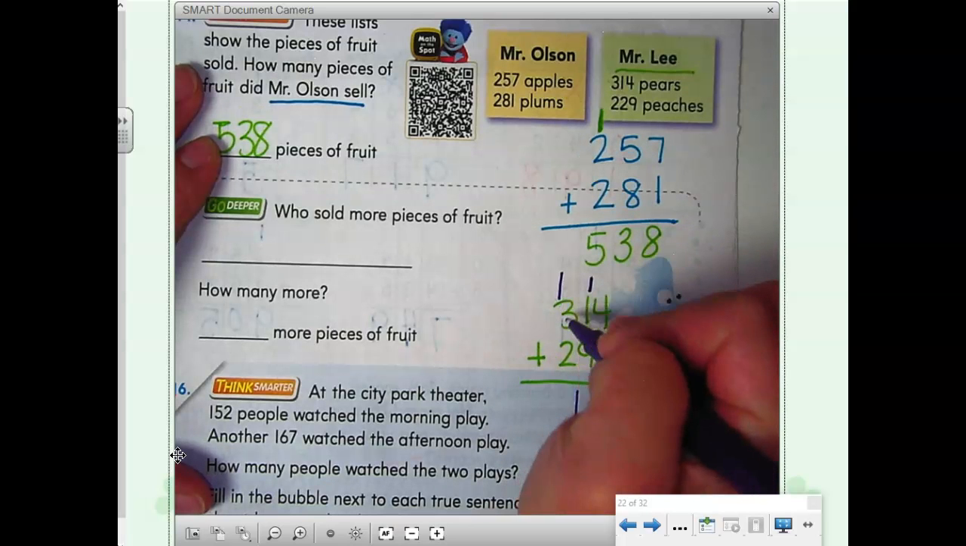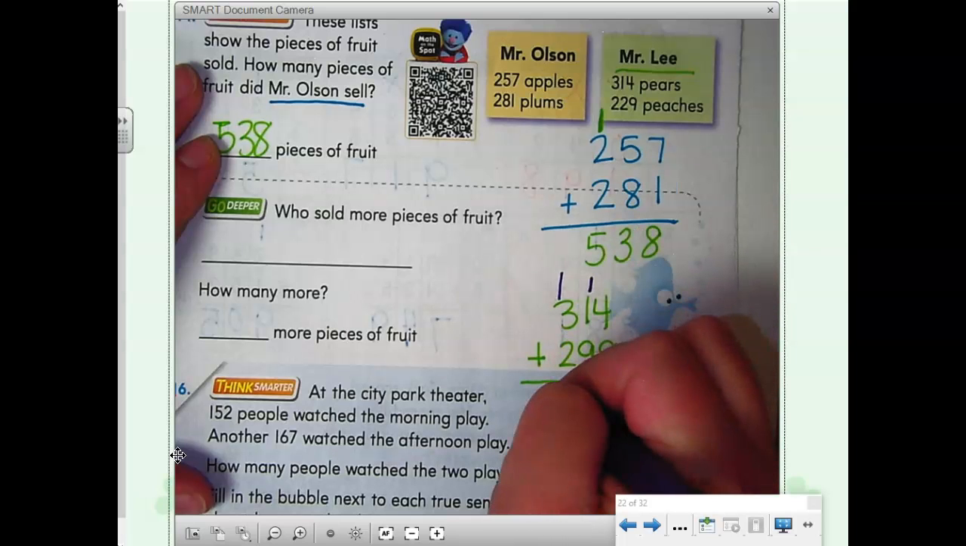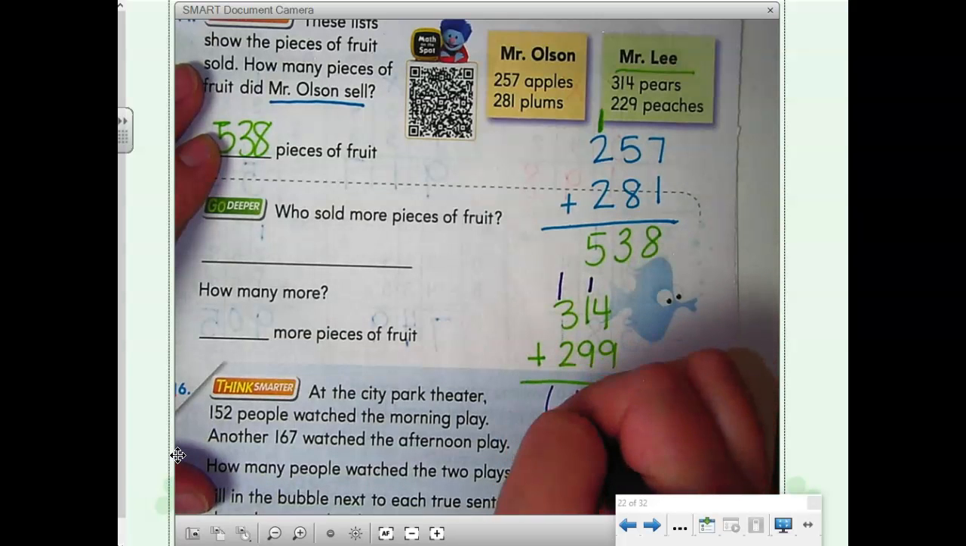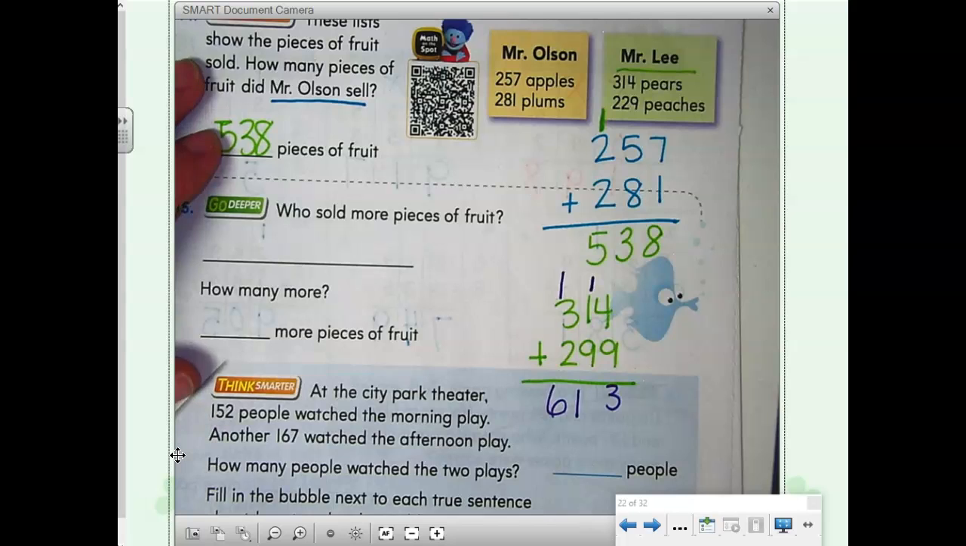Now, 1 plus 3 is 4. 4 plus 2 is 5. I'm sorry, 3 plus 1 is 4. 4 plus 2 is 6. Ms. Byers will get it right in just a minute. 613.